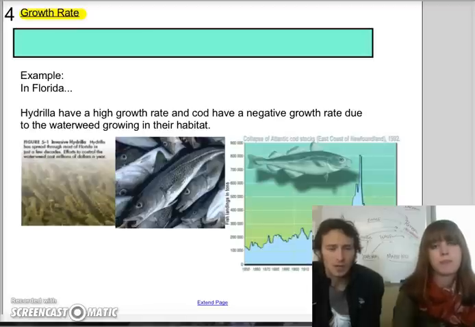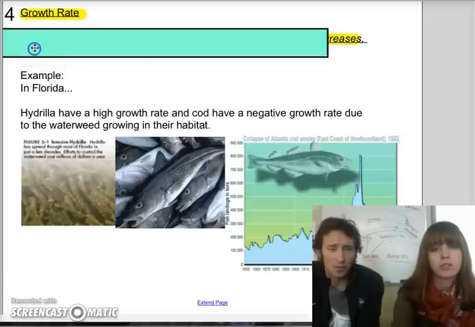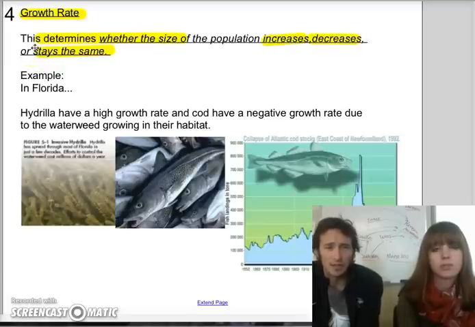And then the final way we evaluate populations is by looking at their growth rate. And anytime you have a rate, you have a couple different variables to be thinking about. In this case, we're looking at the size of the population. Is it increasing, decreasing, or staying the same in an amount of time?